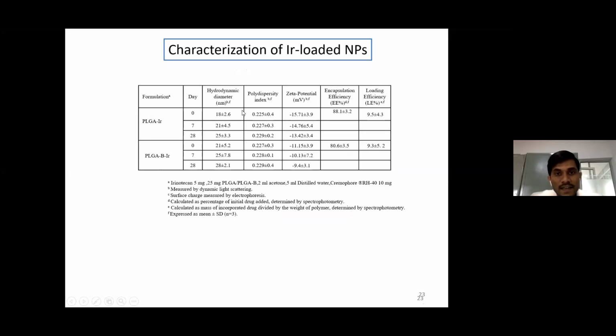This is the characterization table for the PLGA loaded irinotecan and PLGA biotin loaded irinotecan nanoparticles. Hydrodynamic diameter, polydispersity, and zeta potential were determined with the help of DLS. Encapsulation efficiency and loading efficiency were calculated using a spectrophotometric method. And we have observed that at 4 degrees Celsius, these nanoparticles are stable up to 28 days.